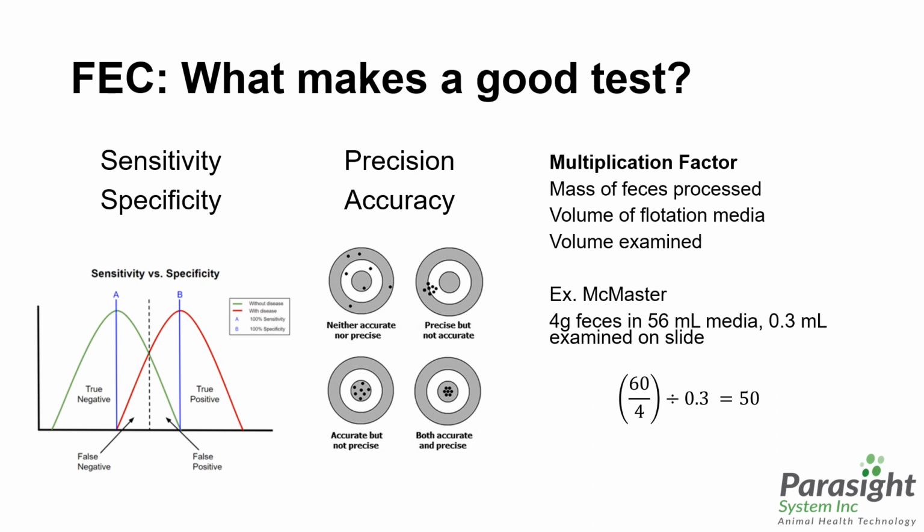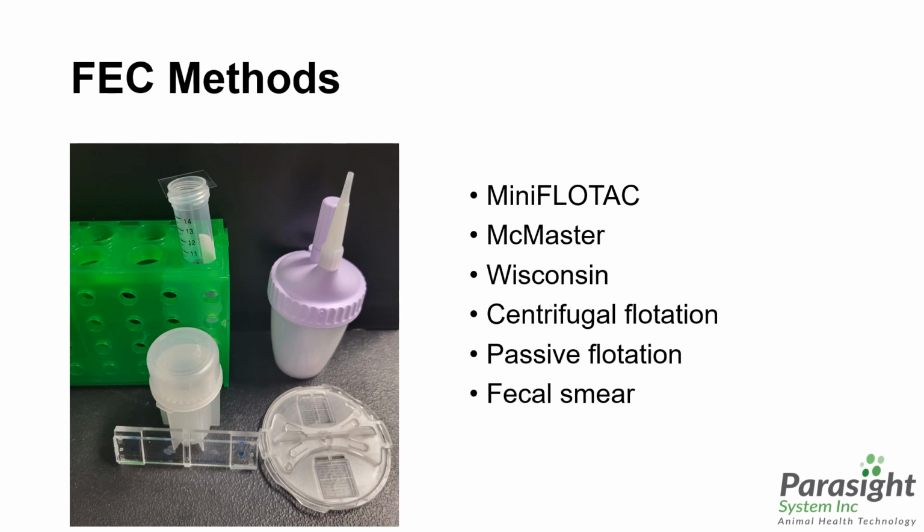The final important thing to note here is multiplication factor, which is often mistaken for test sensitivity. The multiplication factor is a number that is based upon how much feces is being processed, how much flotation media is being used, and the total volume of sample examined under the microscope. It is a purely theoretical value assuming perfect homogenization and egg recovery and does not reflect the overall sensitivity of a test.